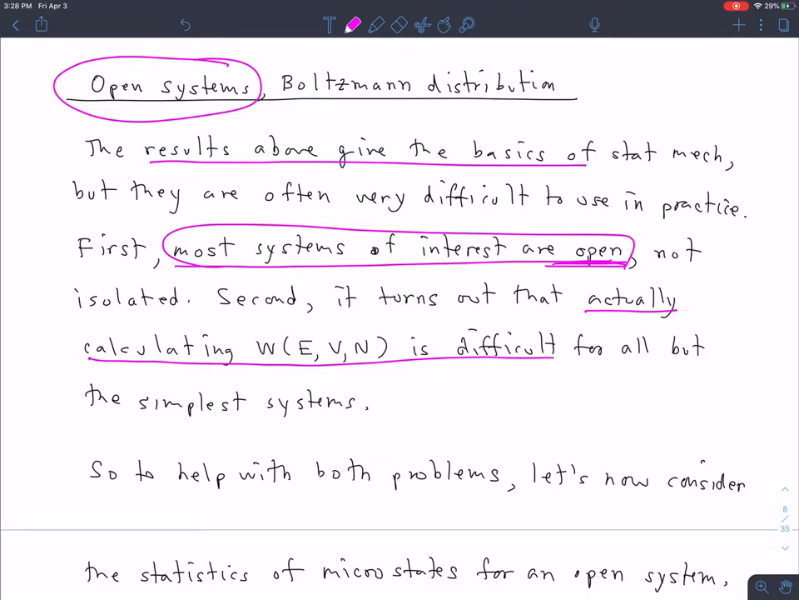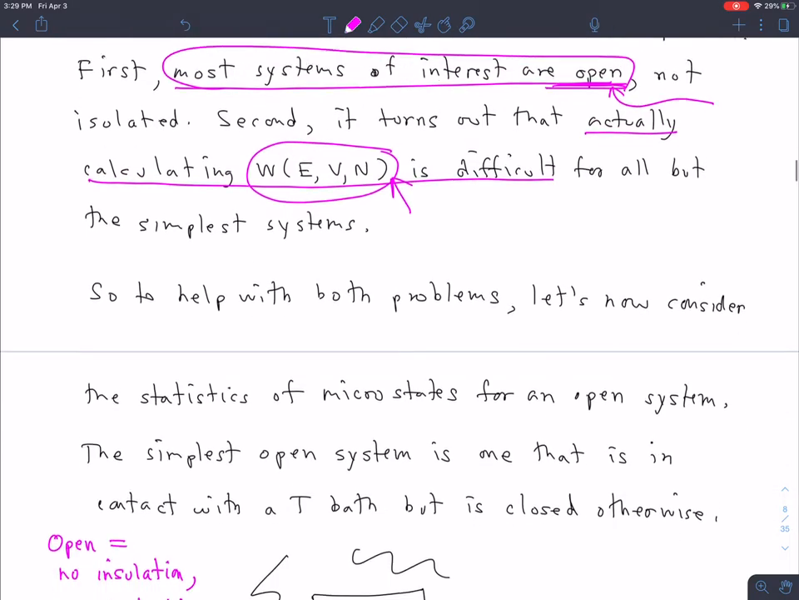Second, it turns out to be very difficult, except in the very simplest of cases, to actually find out or calculate what this quantity W of E, V, and N actually is. And it also turns out, just by accident, there's no way you could know ahead of time, but if you go to an open system, a particular kind of open system at least, then the calculations are much easier. You go to a harder, more complicated system, and the calculations get easier. That's a nice thing.